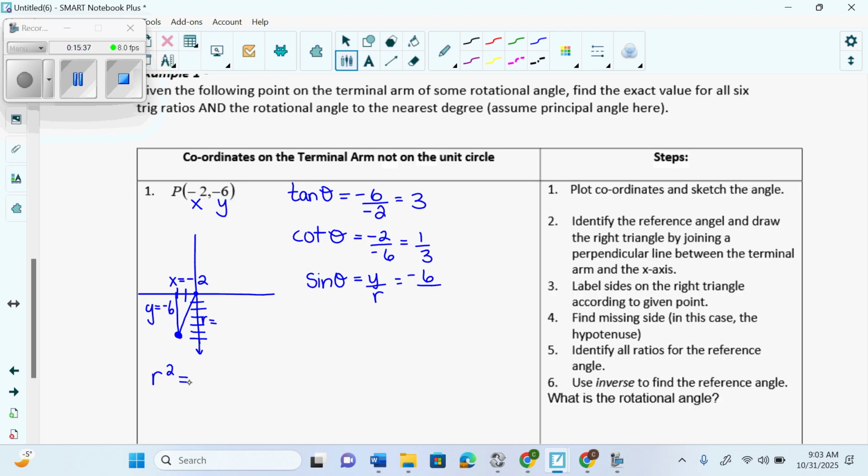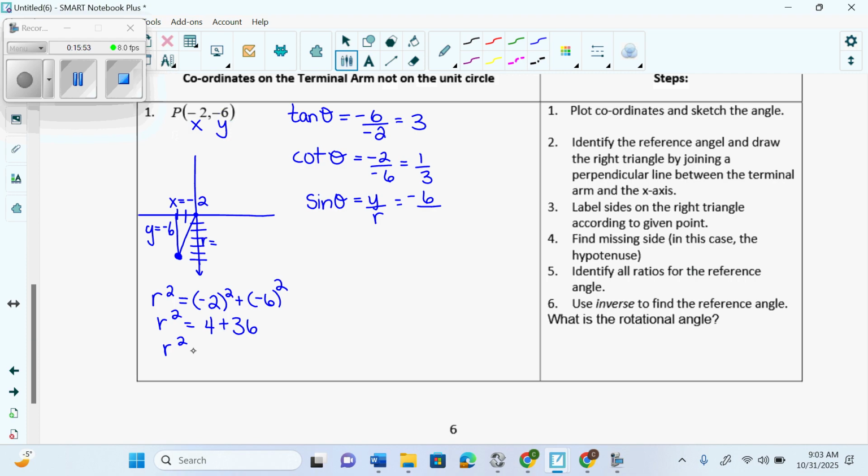So r squared equals x squared plus y squared. So r squared equals 4 plus 36. r squared equals 40. Square root, plus or minus, and everything square root, but it's a radius, so what's it always going to be? Positive, because it's a length of measure, right? You can't have a negative length of measure. It's a scalar quantity, not a vector quantity. Okay, so we have r equals square root 40.